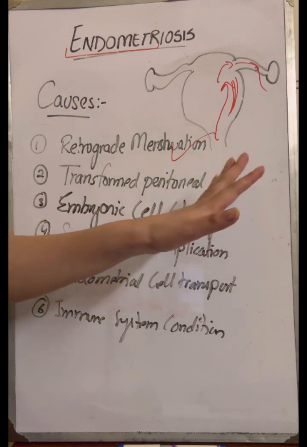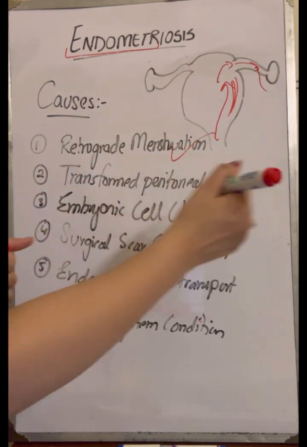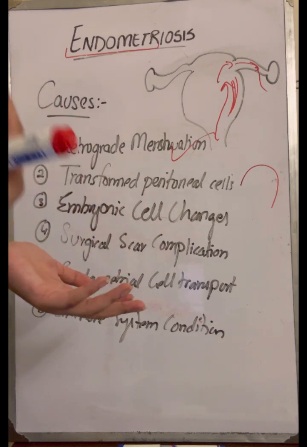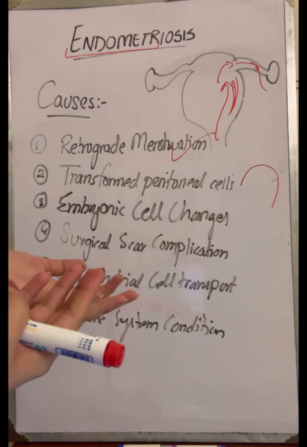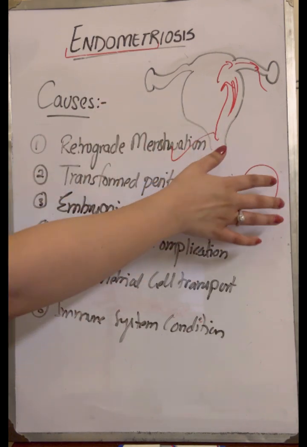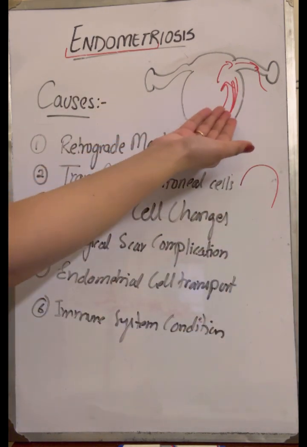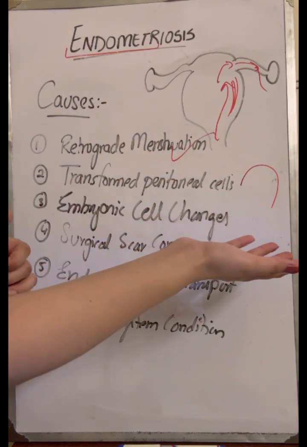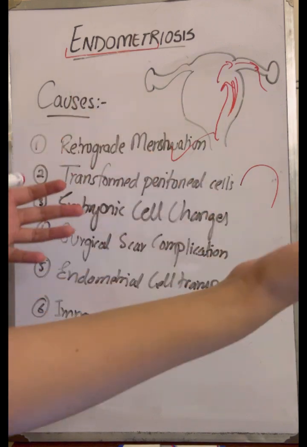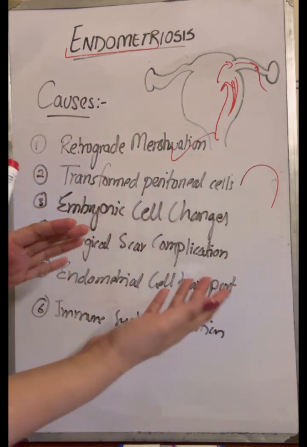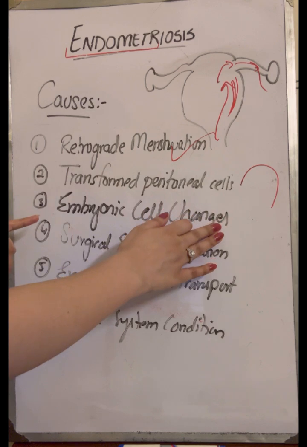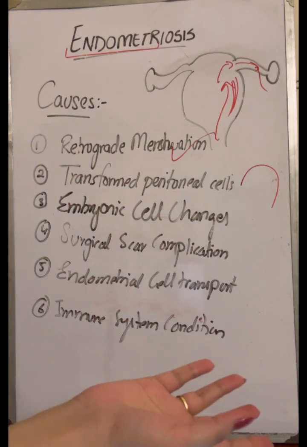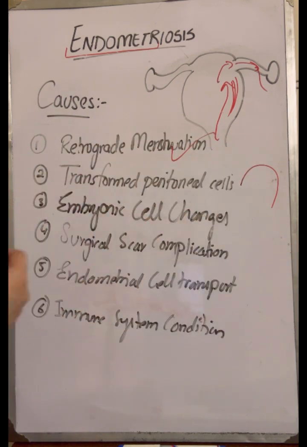Transformed peritoneal cells are basically your peritoneal cells, the cells present in your peritoneum. There are some hormones or immune factors that convert your peritoneal cells into cells which are like endometrial cells. So when they are converted into endometrial cells, they will obviously form endometriosis, the endometrium tissue, and obviously lead to all the things that we have already talked about. Embryonic cell changes. Hormones such as estrogen may transform embryonic cells into endometrial-like cells, and therefore endometriosis occurs.